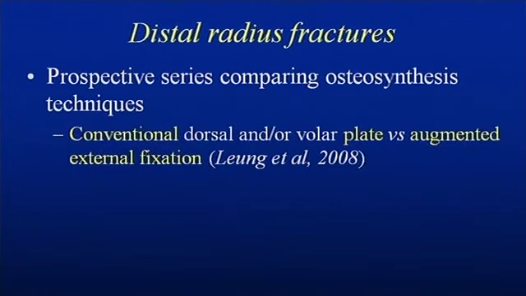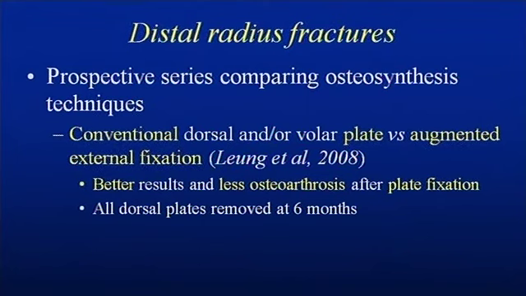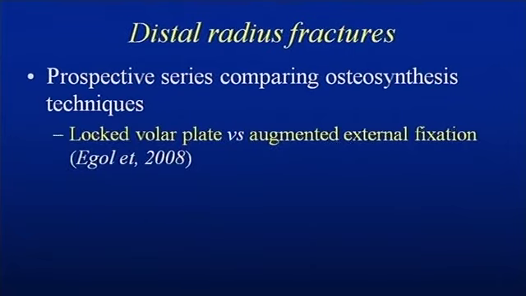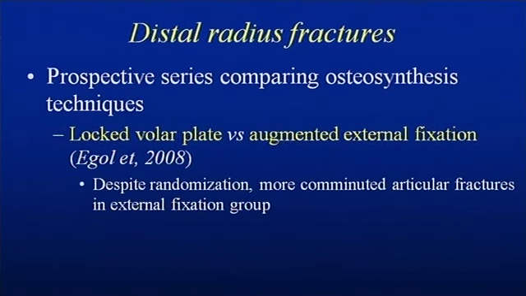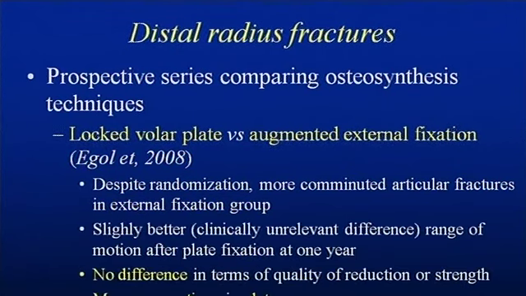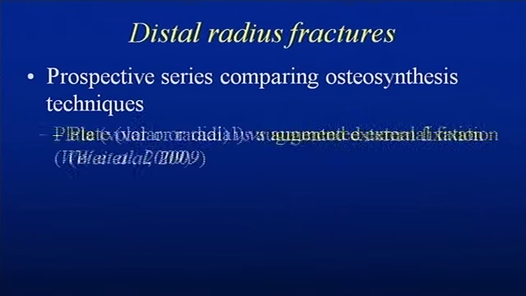Leung compared conventional dorsal or volar plate with augmented external fixation and found better results and less osteoarthrosis after plate fixation. All dorsal plates were removed in this study at 6 months. Egol compared locked volar plate and augmented external fixation. Despite randomization, there were more comminuted articular fractures in the external fixation group, so more complex cases. He found slightly a better range of motion after plate fixation at 1 year, but it was only a few degrees, so it was not clinically relevant. No other difference, and he had more reoperations in the plate group.